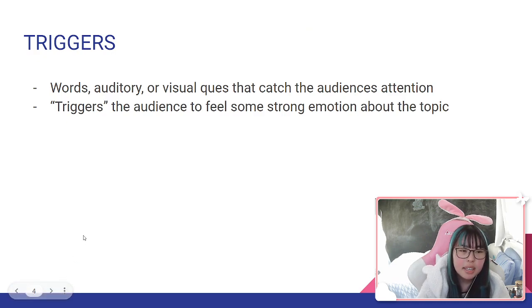So the next topic is going to be triggers. Triggers can be words, phrases, auditory or visual cues, anything that will catch the audience's attention to evoke any kind of strong emotion or feeling about the topic. So it triggers the audience, it's going to make them feel some kind of way.